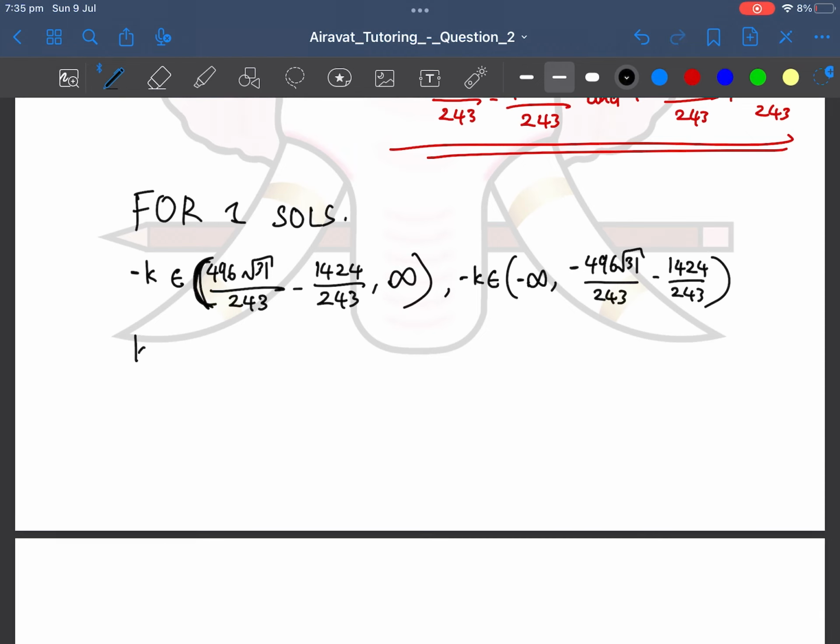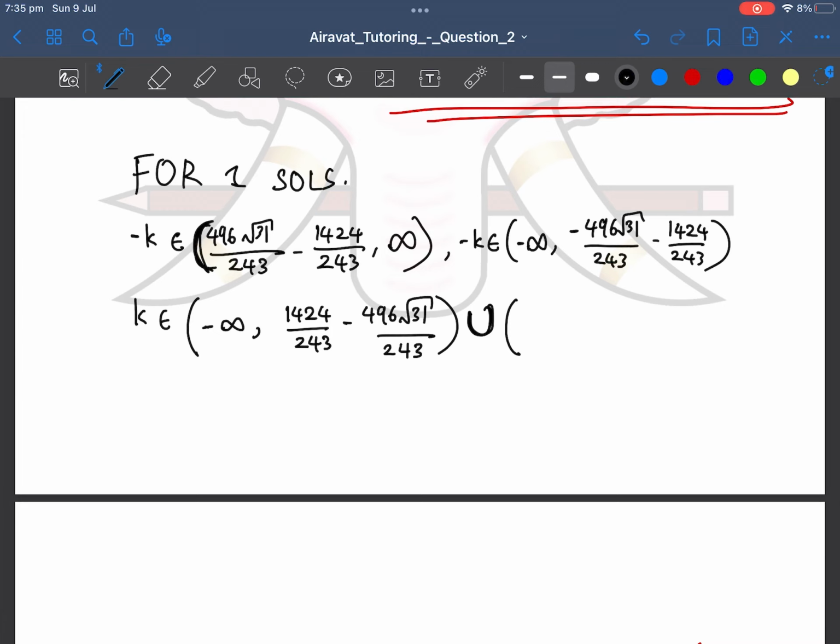So, if I were to write this in terms of just k and not negative k, this positive infinity will become negative infinity, and this term will become 1424 over 243. I'm just switching the sign up, minus 496 square root of 31 over 243. Instead of writing negative infinity, it will go all the way to positive infinity. But obviously, we have to write it from the smallest value to the largest value. So a small value here would be 496 and not infinity. 496 square root 31 over 243 minus 1424 over 243 all the way to infinity.